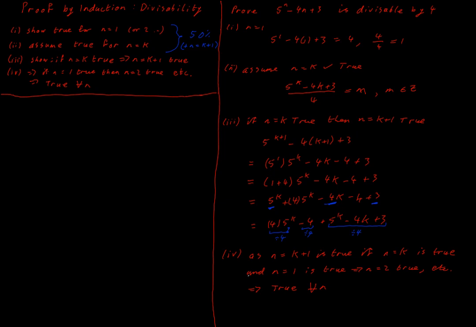And then we don't forget that we have to write out part 4 of our proof. So you can see the structure is very rigid, and the marking scheme requires you to write everything out in this type of form. And that's what we need for divisibility.